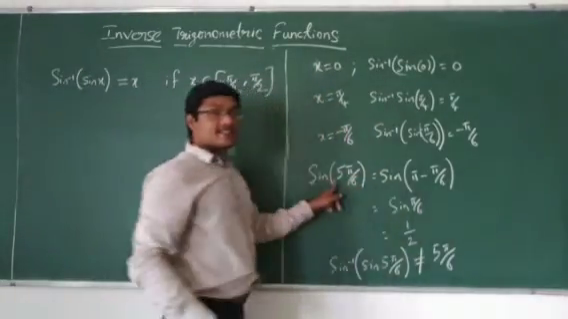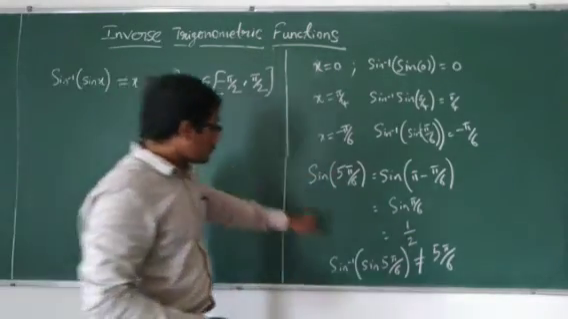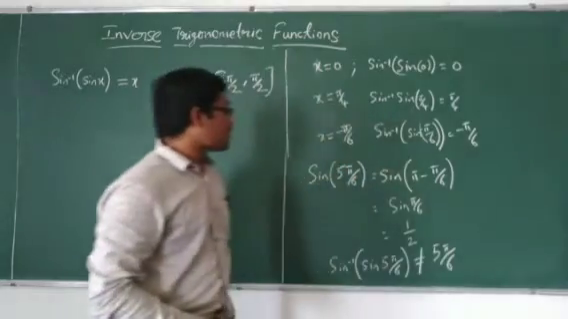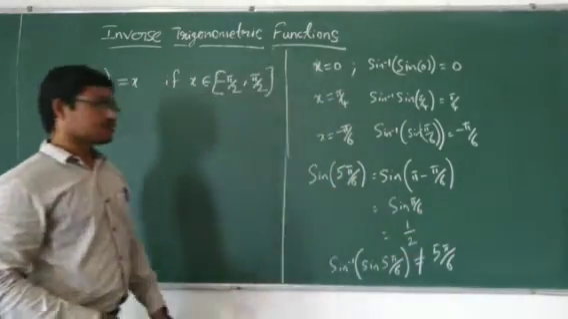But 5 pi by 6 is not in this interval. So you do not get 5 pi by 6. But what you are getting is 1 by 2. Okay?